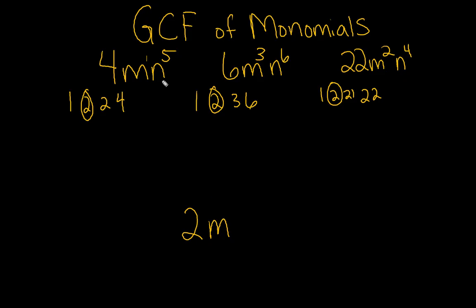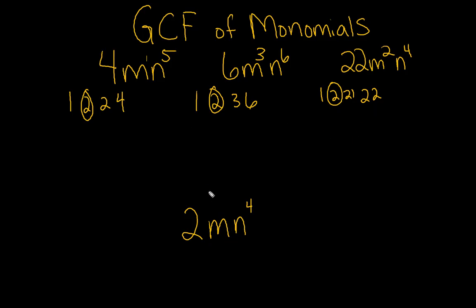And looking at n, we have n to the fifth, n to the sixth, and n to the fourth. Well, which one is the smallest degree of n? Well, that's obviously n to the fourth. So that is going to go at the end of our greatest common factor between the three of them, as that is the smallest degree of n. So that is the biggest we can pull out from the three of them.